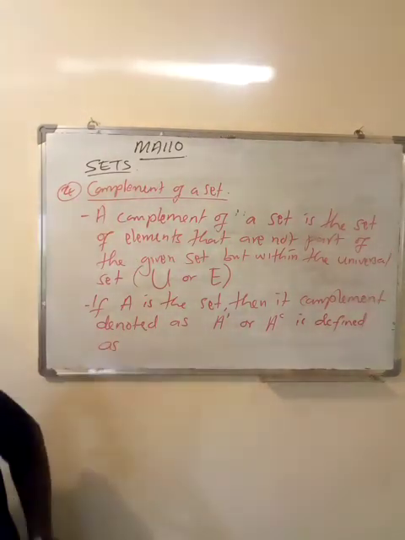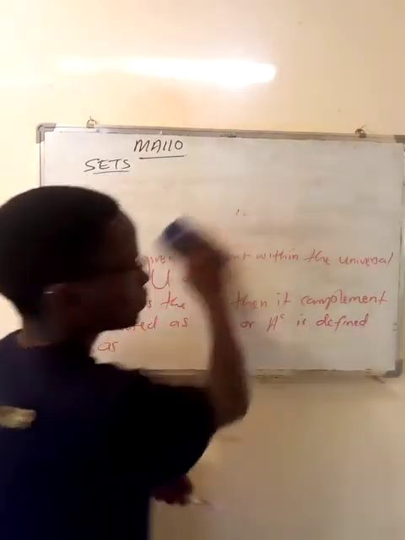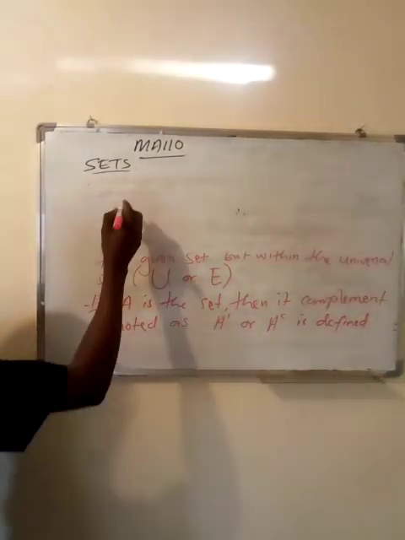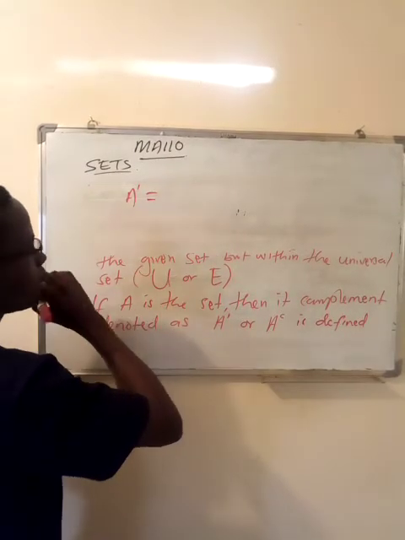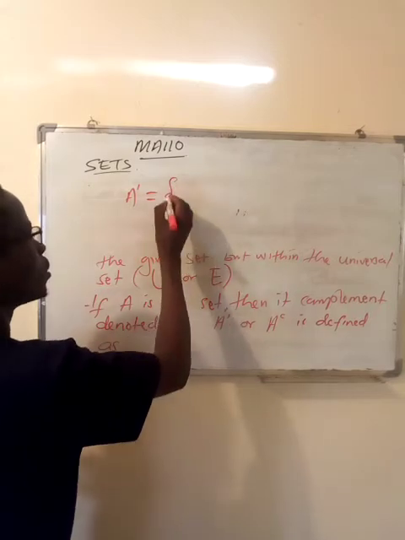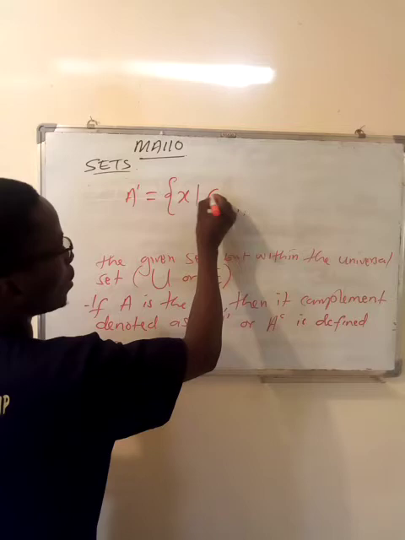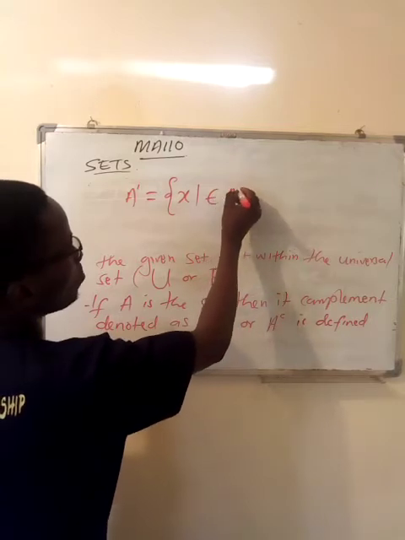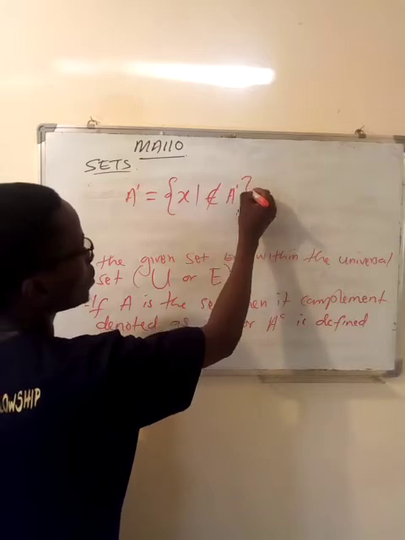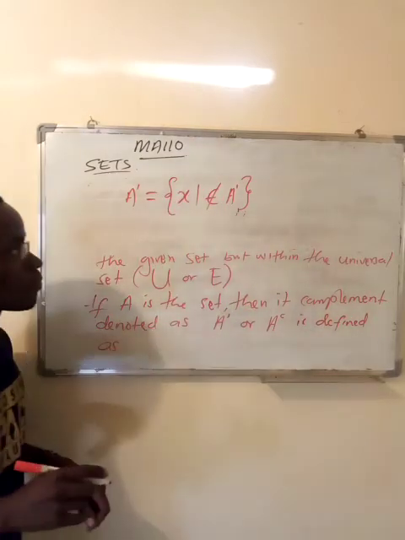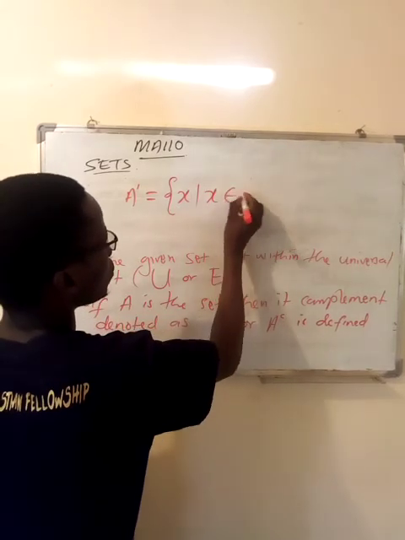All right, let's look at what is called the difference of two sets. This is number 5, I guess. The difference of two sets.